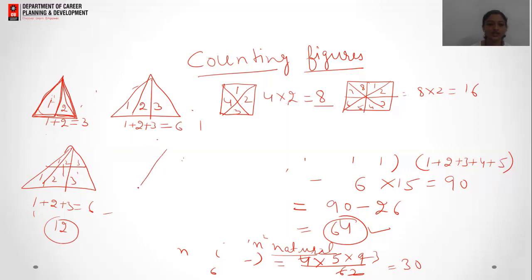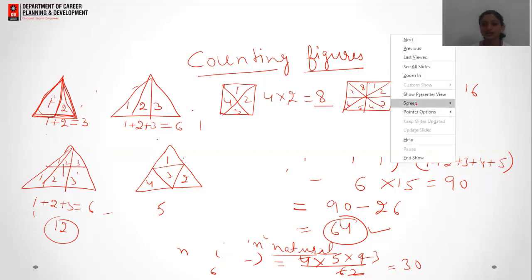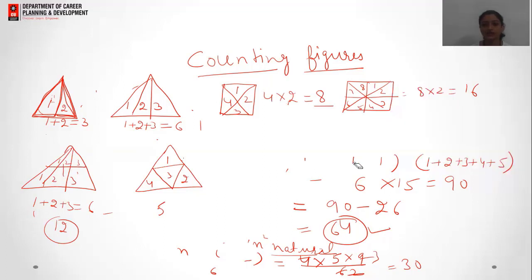Now, if the figure is like this, and in this we have to find the total number of triangles, write like this: 1, 2, 3, 4, and the fifth one. One triangle is this, second is this, third is this, fourth is this, and the fifth one is the largest triangle. It means the total number of triangles in the given figure comes out to be 5.